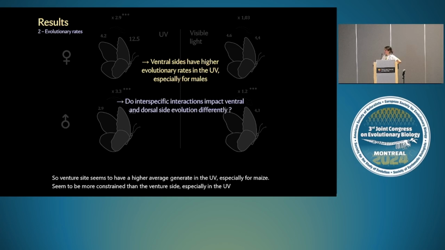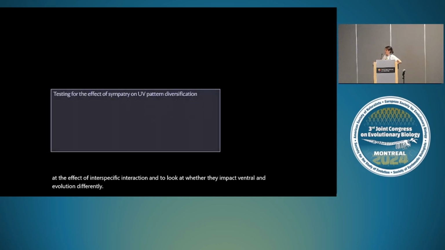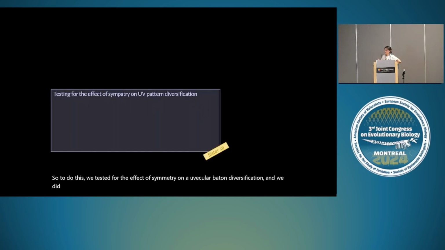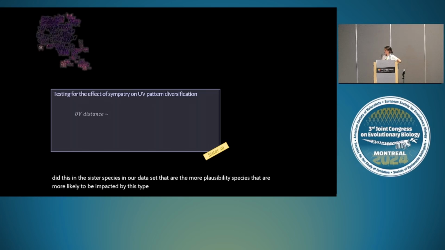So next, we looked at the effect of interspecific interactions and whether they impact ventral and dorsal side evolution differently. To do this, we tested for the effect of sympatry on UV color pattern diversification. And we did this in the sister species in our dataset, which are the more closely related species that are more likely to be impacted by this type of interaction.